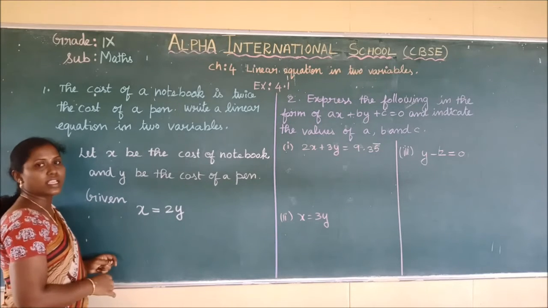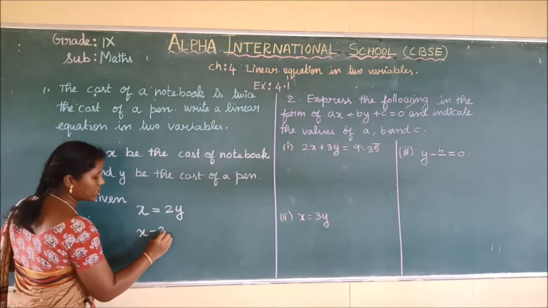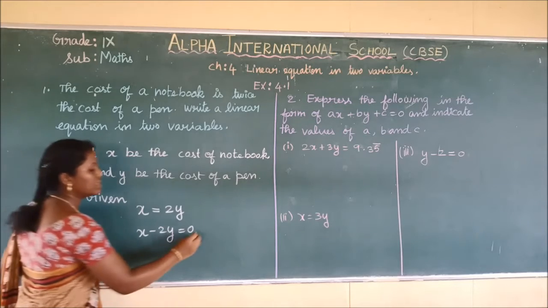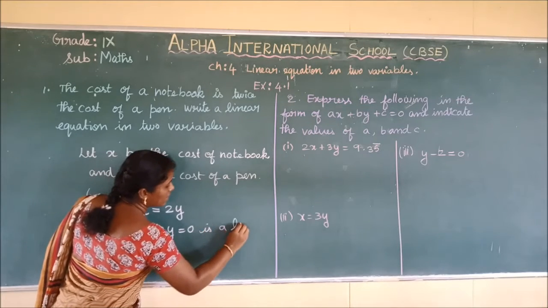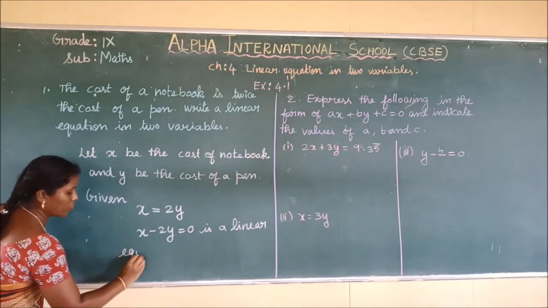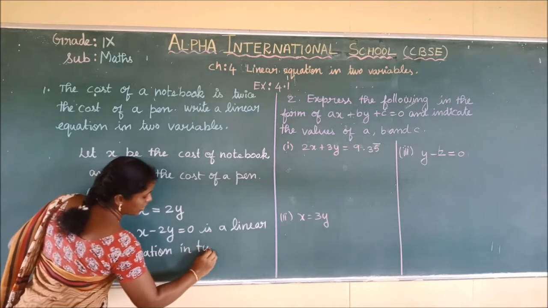Now express this as a linear equation. So how to arrange this? x, minus 2y is equal to 0. This is a linear equation in two variables. So we got the linear equation in two variables.